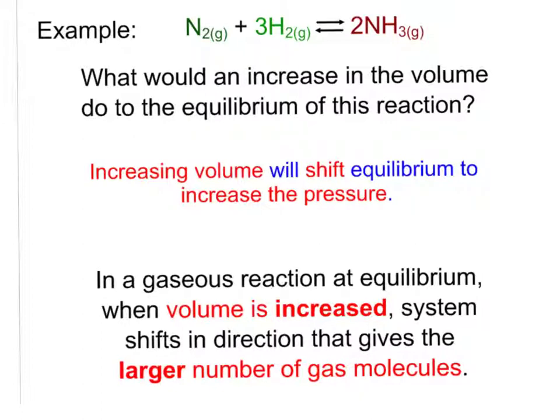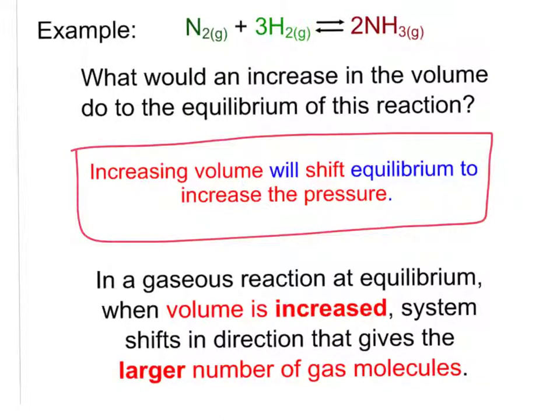What if, instead of decreasing the volume, what if we increase the volume in a system? What if we have a closed system at equilibrium here and we allow it more volume? What is going to happen in that case? Increasing the volume will shift the equilibrium to increase the pressure.